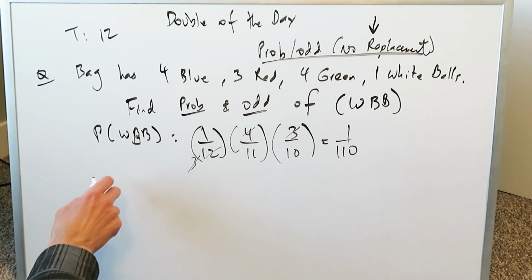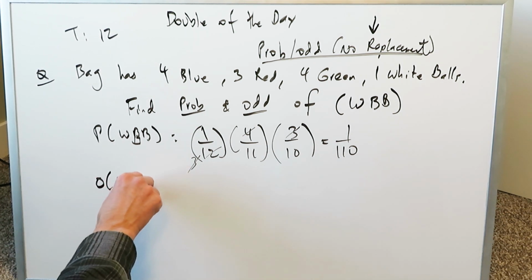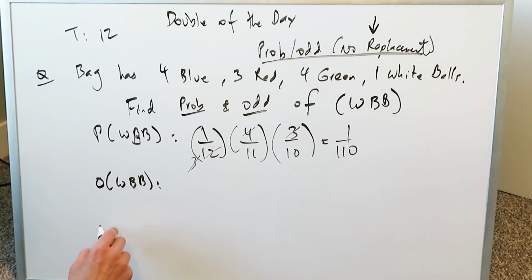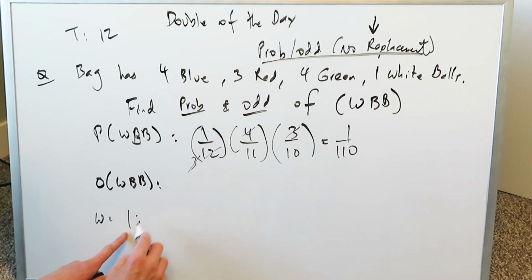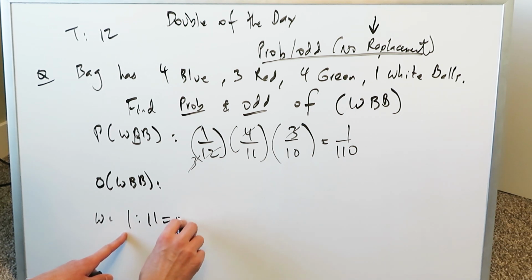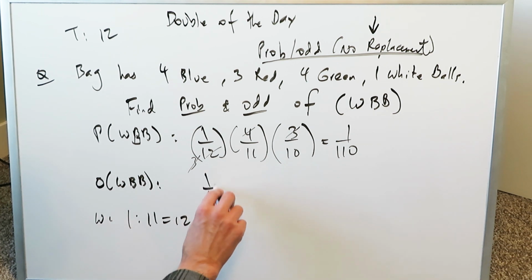Now let's do the odds. The odds of getting a white ball and then a blue ball and another blue ball. Let's look at the white ball. There's only one ball. The number of successes to the number of failures over a total of 11 remaining balls, but these should equal 12. So you have 1 over 11.